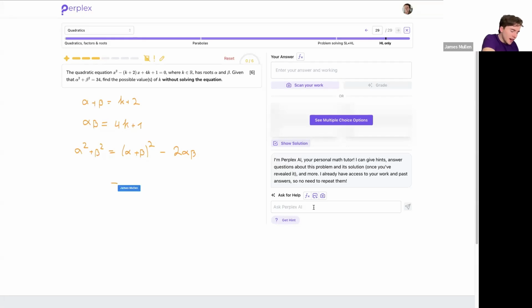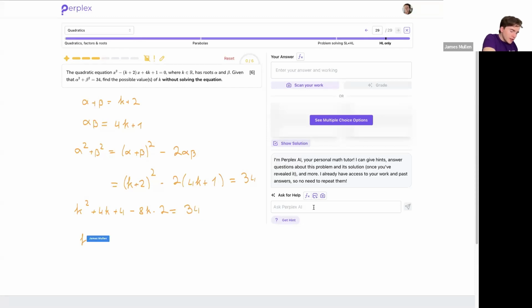And the nice thing about this is I know what alpha plus beta is, and I know what alpha beta is. So this is k plus 2 squared minus 2 times 4k plus 1. And we know that this is all equal to 34. All right, so if I expand this out, get k squared plus 4k plus 4, then I'm going to get minus 8k minus 2 is equal to 34.